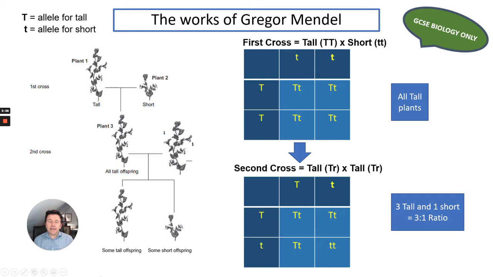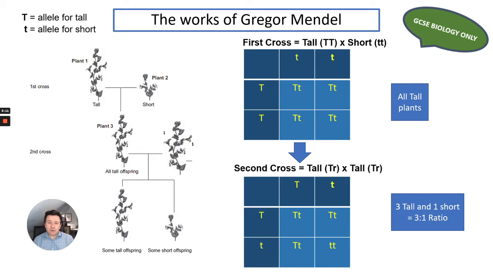So let's have a look at some of the work of Gregor Mendel. Here we have a cross between a tall and a short plant. In this first cross, we're going to look at homozygous dominant and recessive alleles. The tall is capital T, and the short is lowercase t. As you can see in the Punnett square diagram, all the offspring are going to be tall.